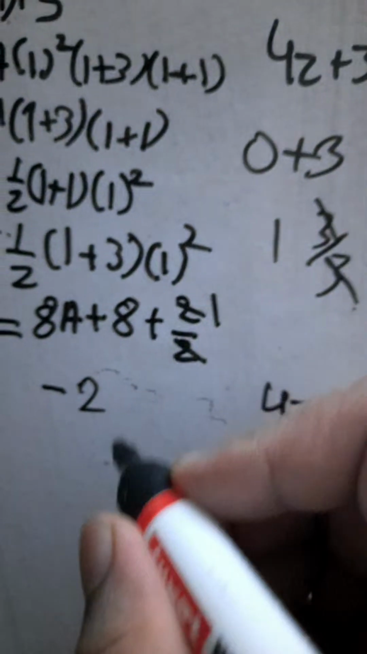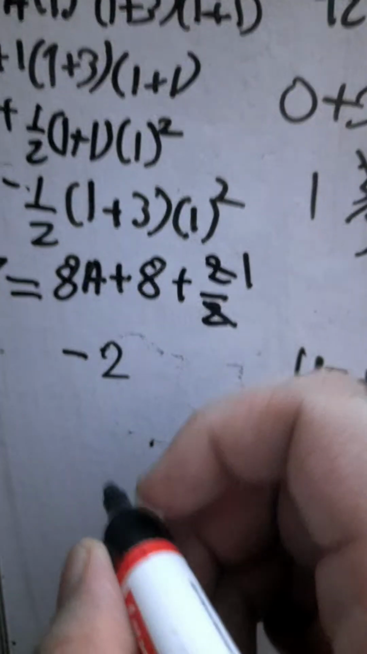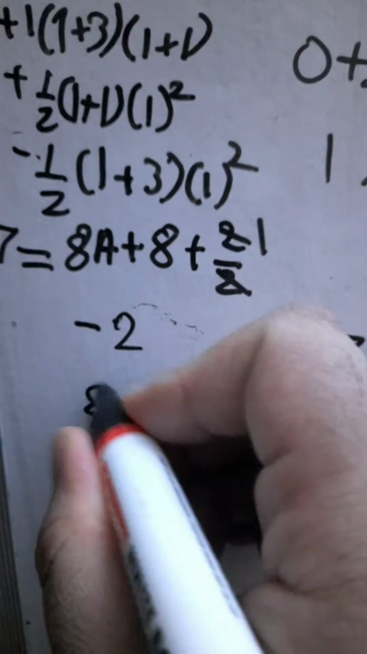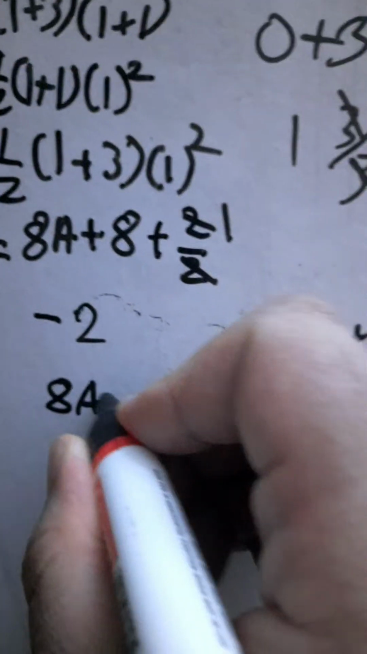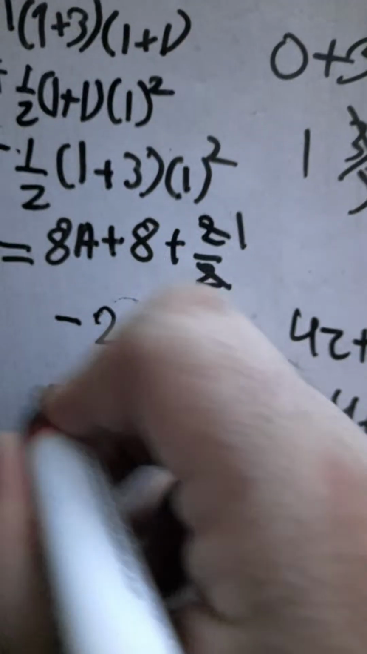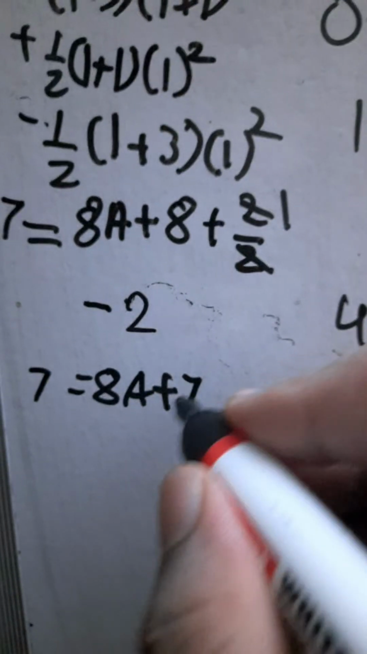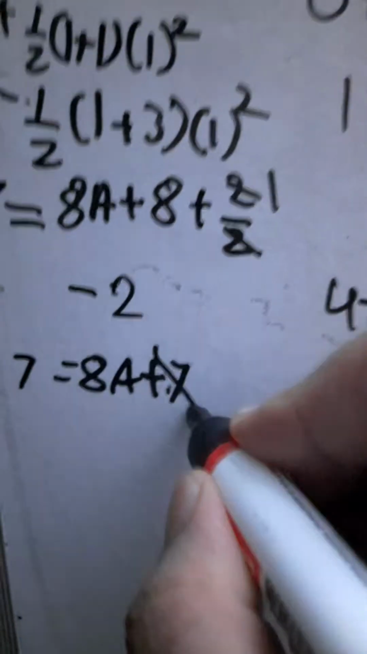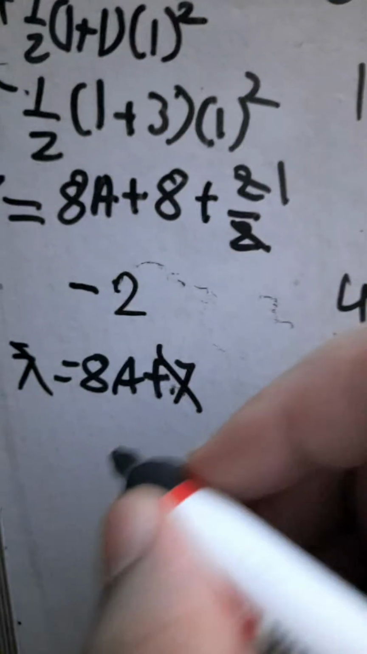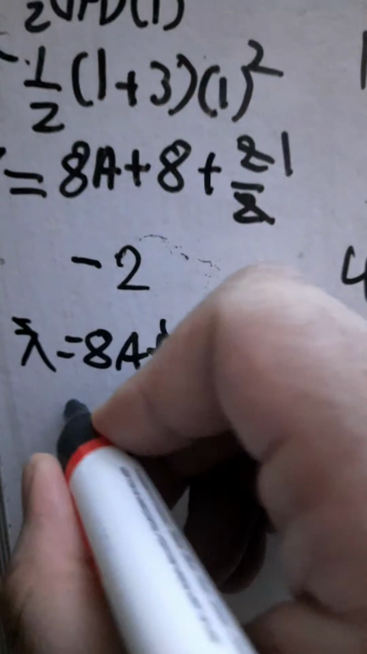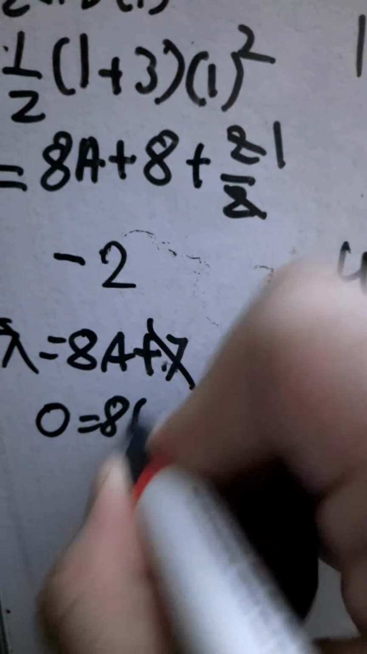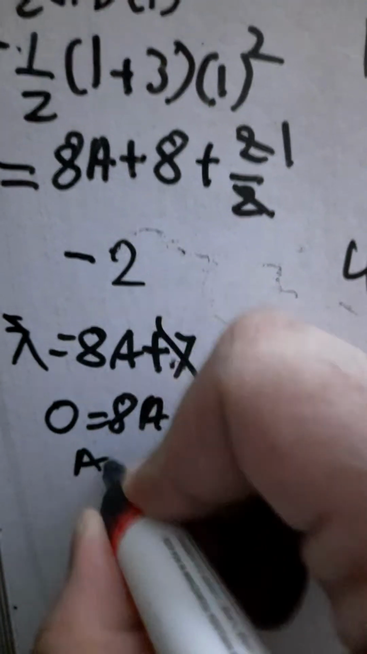So 8 plus 1 minus 2 is 7. 8a plus 7 is equal to 7. 7 on the same side and 7 on the opposite side, this would go with opposite sign, so they would cancel, because 7 minus 7 will be 0. So 0 equal to 8a, then a is equal to 0. A is equal to 0.